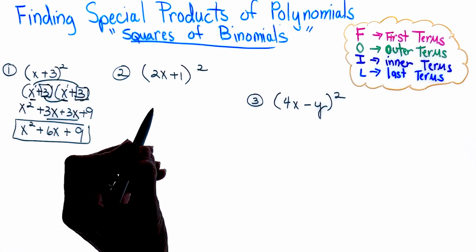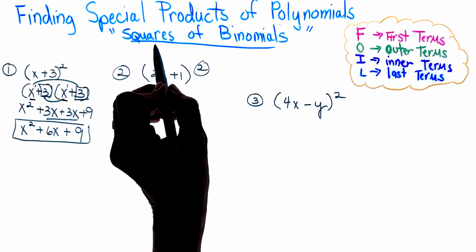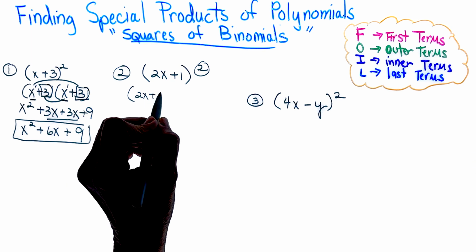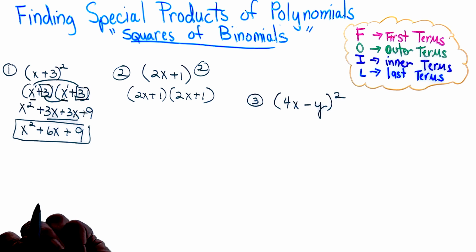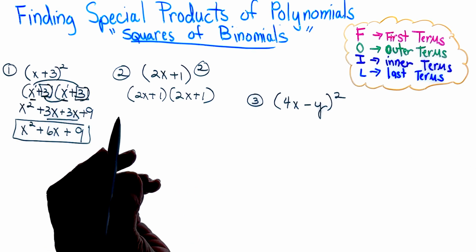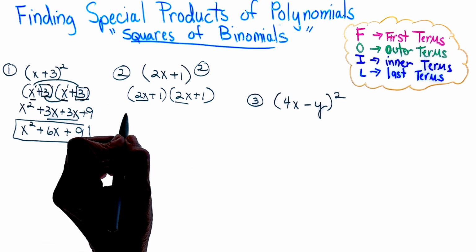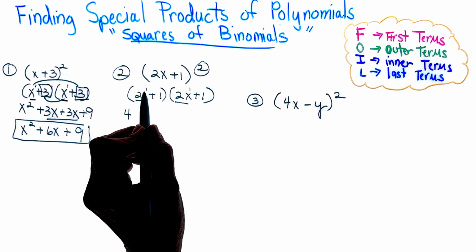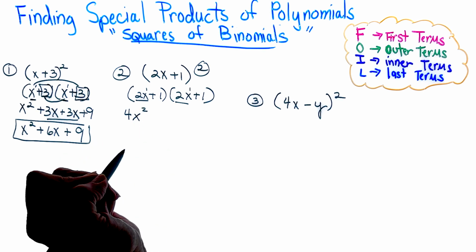All right, so let's look at number 2. Number 2, again, it's squared because it's a square of binomials. So I am going to write this twice, and there are my binomials. And now I'll do the multiplication with foiling it. So the first terms are 2x times a 2x. So 2 times 2 is 4. And remember, when we multiply, we add the exponents, so we end up with 4x squared.